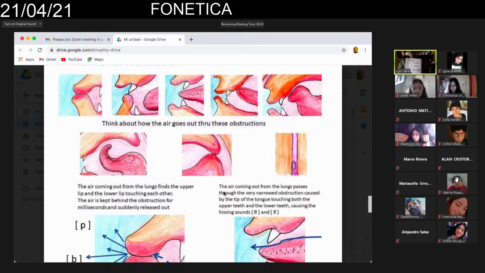And finally, this r. We have it in Spanish. We have it in words like pero, caro, amaro, tarrero, toro, toro para la torería, torería, toro para la torería.